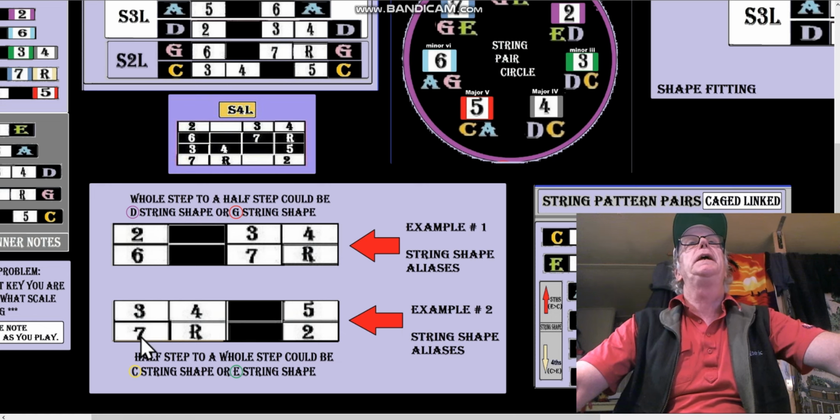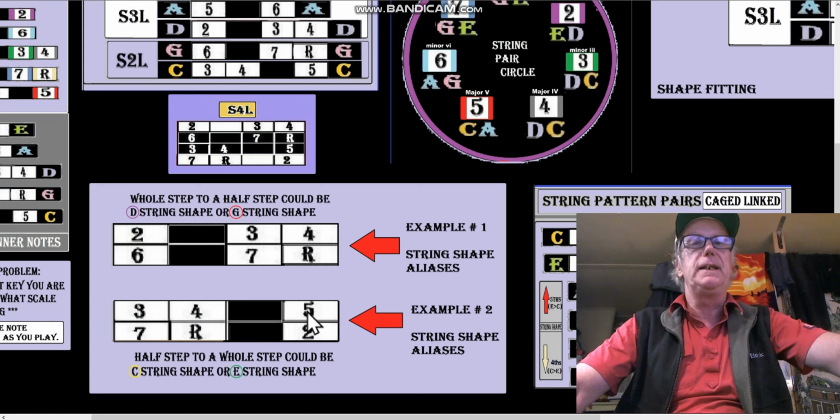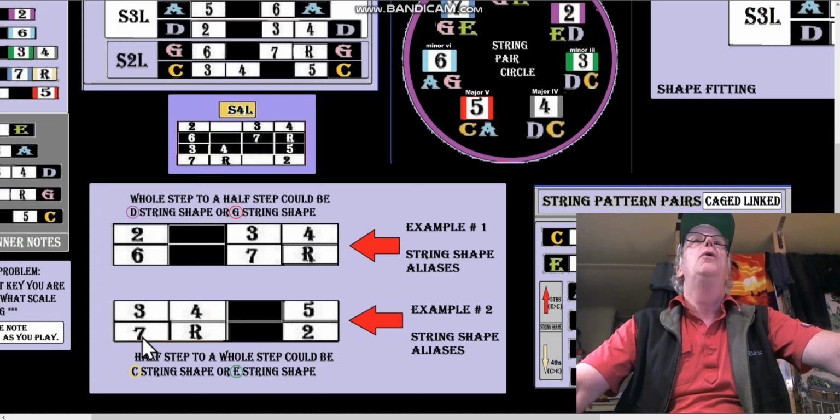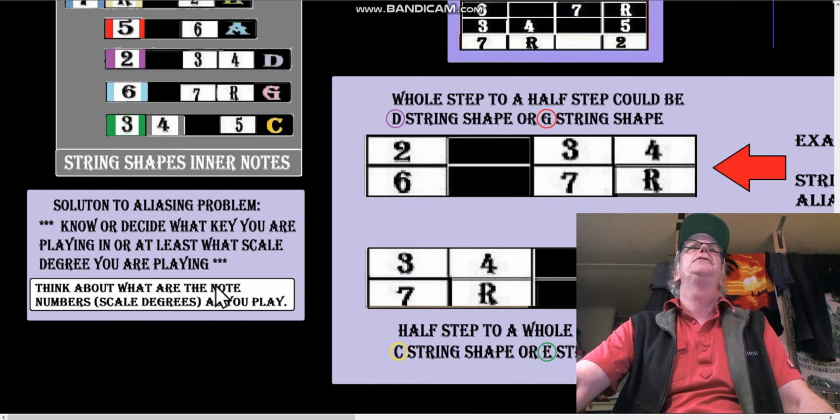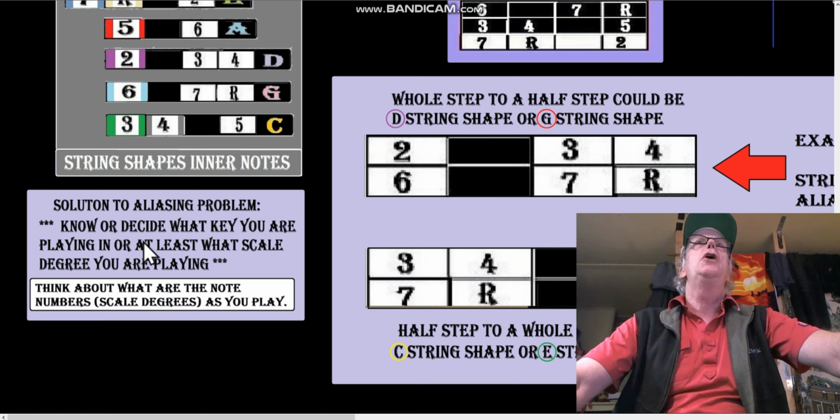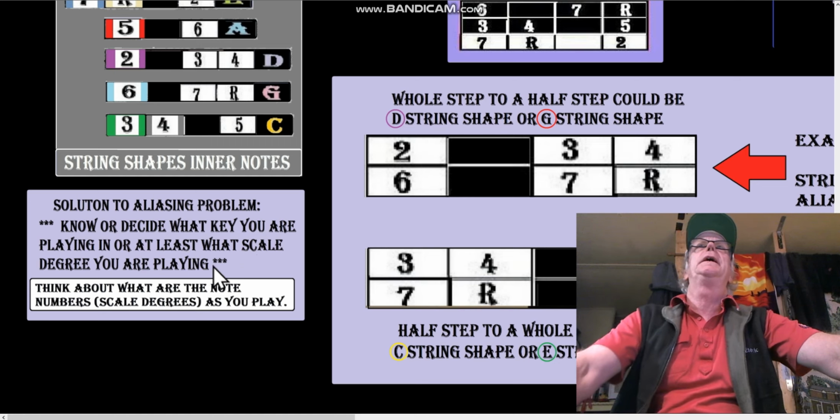And if you're playing in example 2, this could only be 2 things, either a C string shape, which is the 3, the 4, and the 5th of the key of the song, or the 7th, the root, and the 2 of that song. So I wrote here the solution to the aliasing problem: know or decide what key you are playing in, or at least what scale degree you are playing.